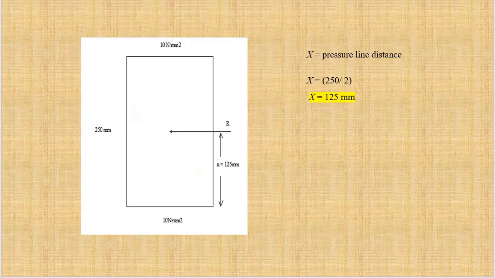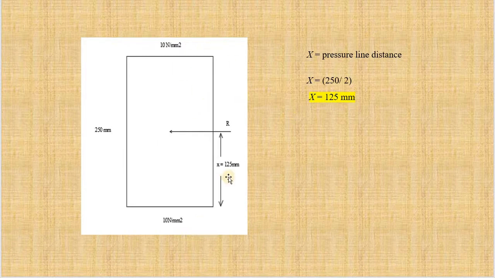The next thing is, you should plot the variation, the pressure line. Wherever the stress is there, we should plot those stresses. So, the first thing is at the support. At the support, at the top, how much did we get? It is 10 Newton per mm square, and at the bottom it is 10 Newton per mm square.